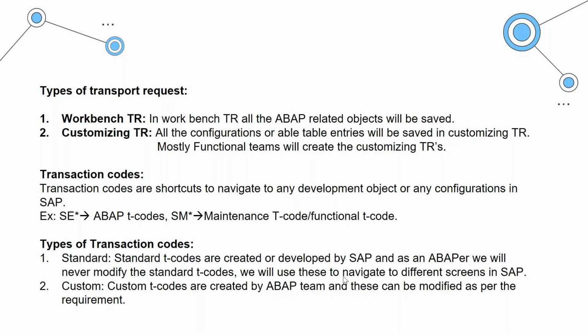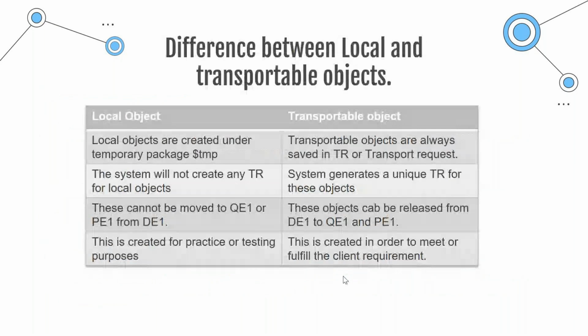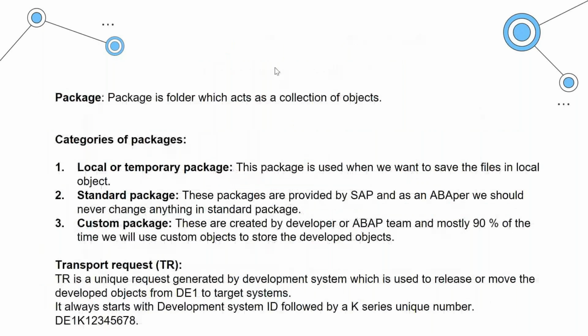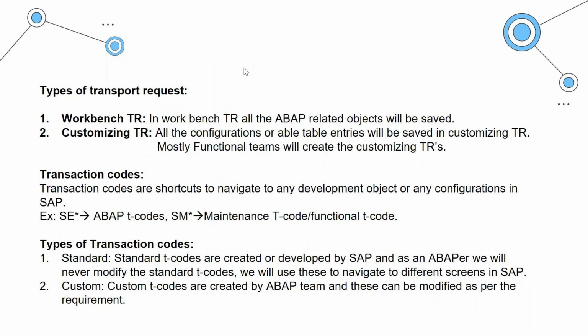Workbench TR is nothing but a TR which is used to save our workbench objects. What is a workbench object? I told you at the start, workbench objects. Each and every object that requires technical assistance from the ABAP team is called a workbench object, right? All the workbench objects should be stored in a workbench TR. I'll show you what exactly a workbench object is, and I'll give you the list of all the objects also.